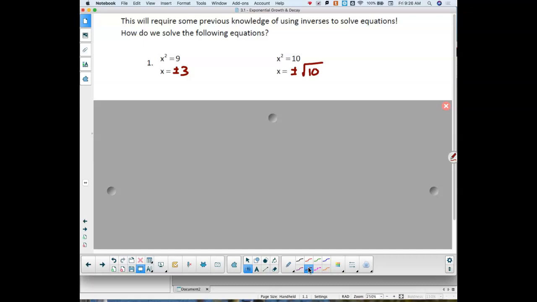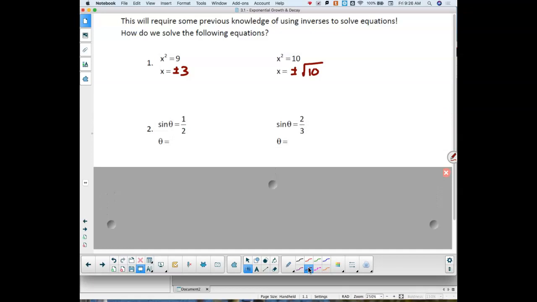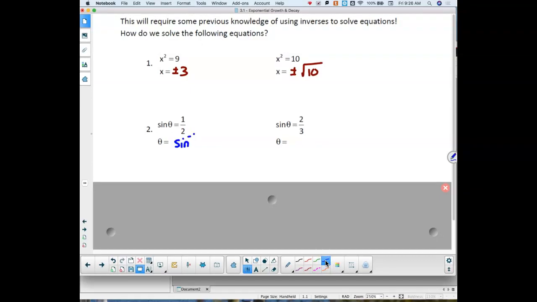What about the next one? How would we go about trying to find what theta is here? Inverse sine of 1/2. Yep, we would take the inverse sine of 1/2. Or on this other one, we would take the inverse sine of 2/3.